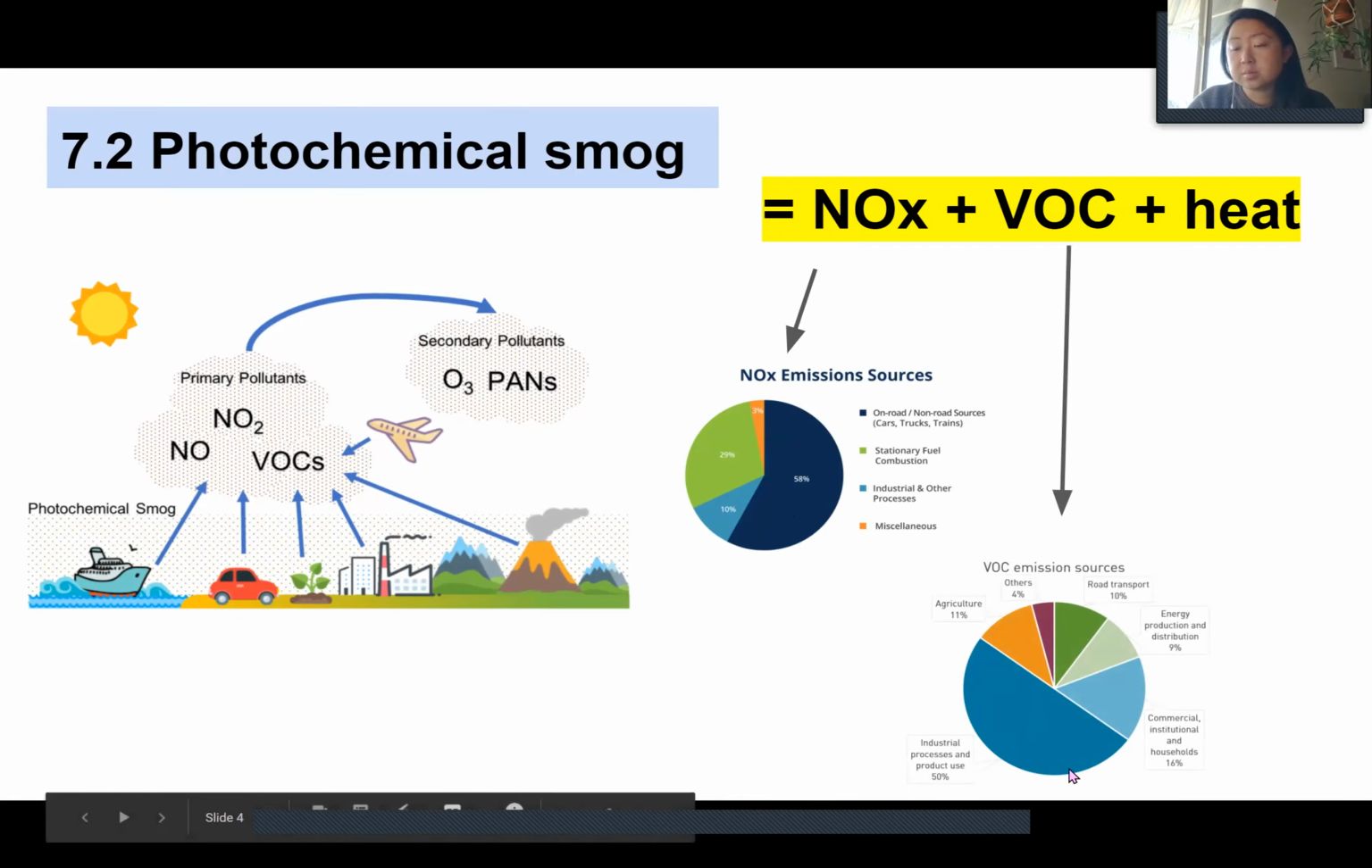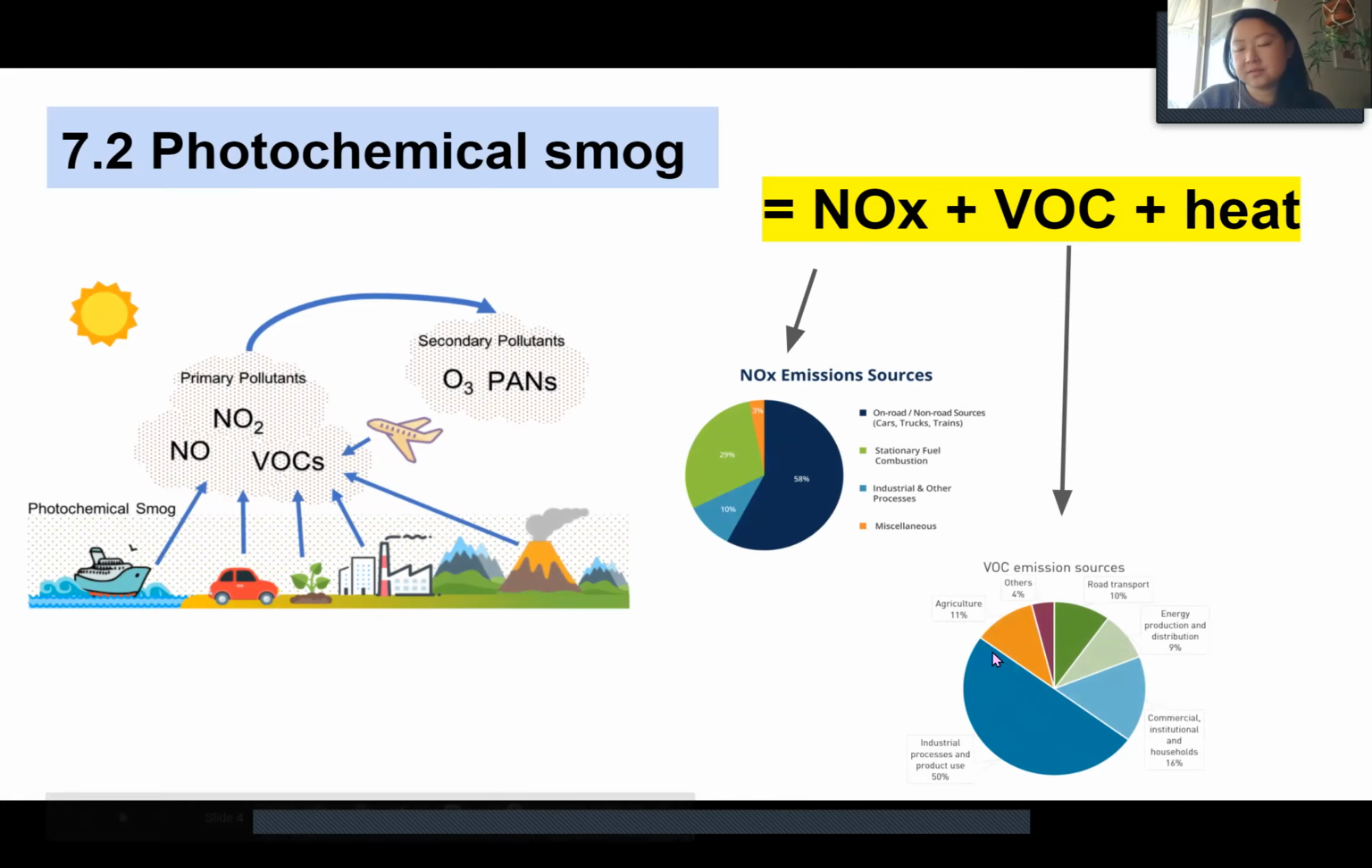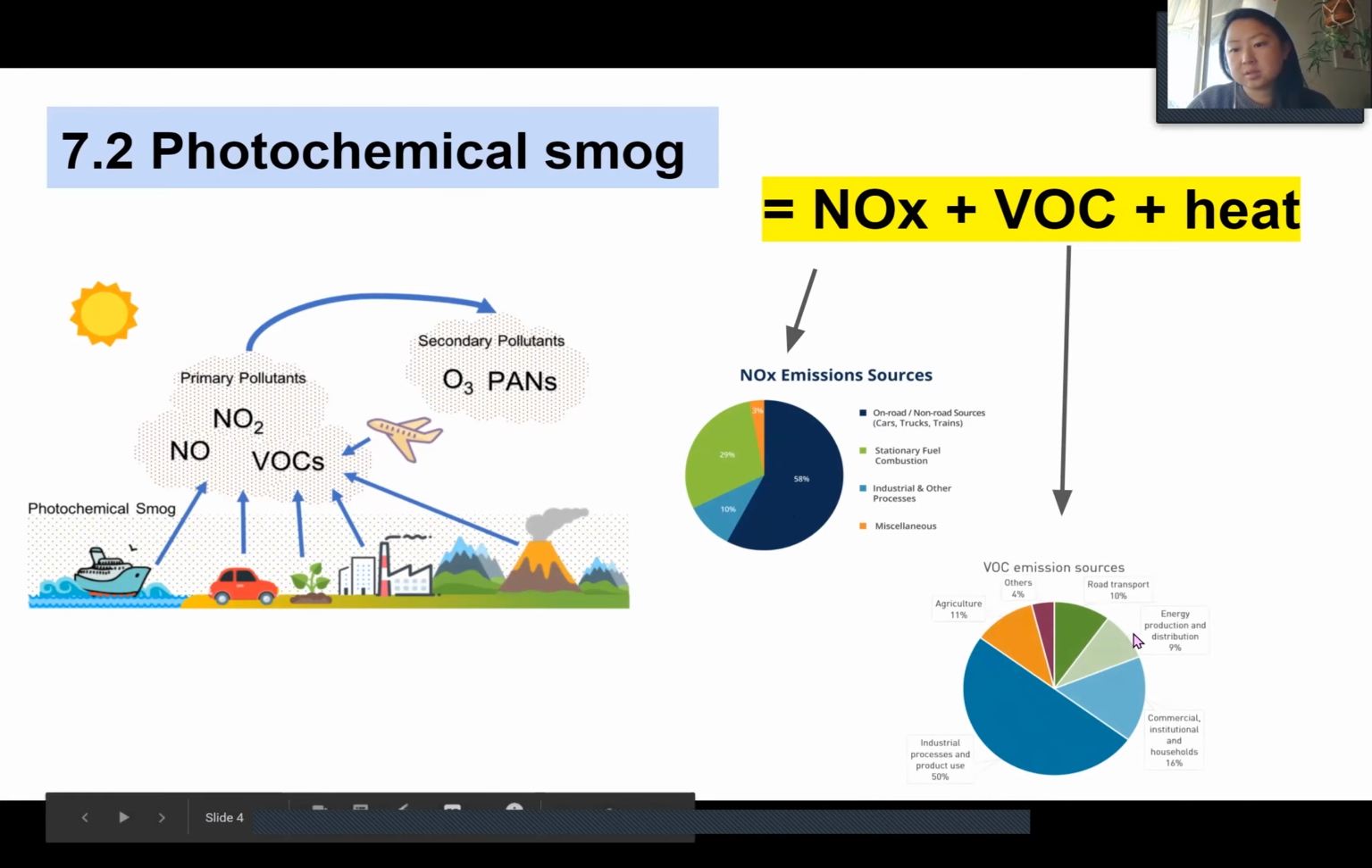Okay, so volatile organic chemicals, where do those come from? Mostly from industrial processes and product use. So from a variety of different sources, but mostly industrial. And then you can see the other ones here. The second largest is household and commercial use. And then of course, heat comes from the sun.